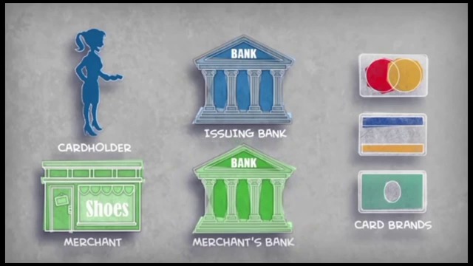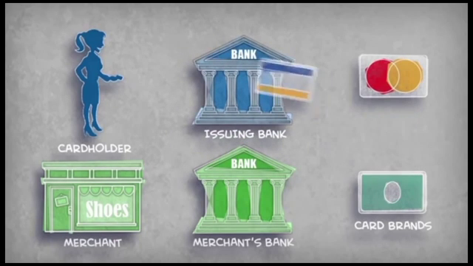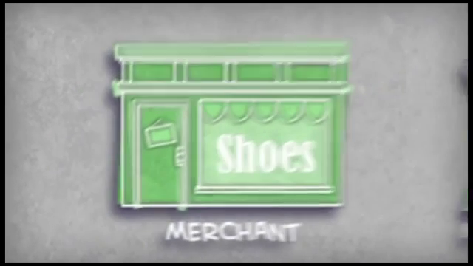The merchant's bank, kind of self-explanatory, but this is the shoe store's bank, where they have their account. Next, the card brands: Visa, American Express, MasterCard, take your pick. Finally, the issuing bank. This is where Jane got her card in the first place. So Jane opened a Visa at her local bank and is now on the hunt for new shoes. That's all the players. Now let's see a typical transaction.